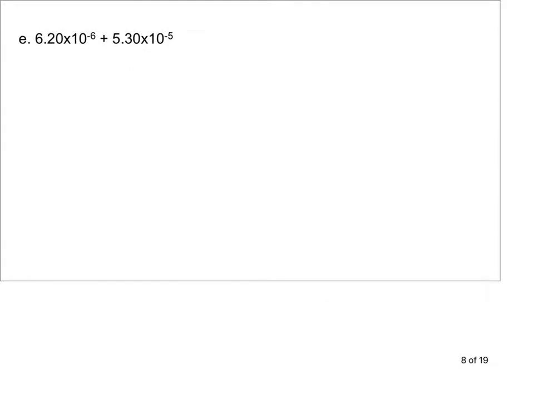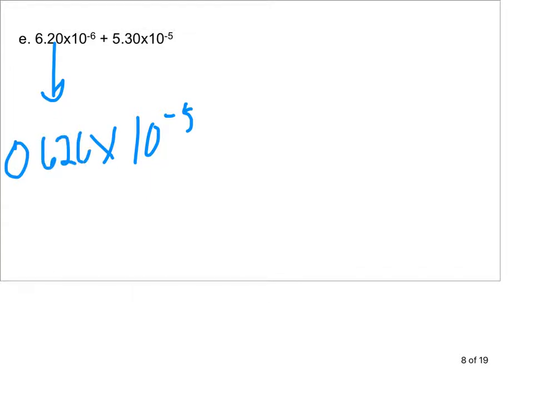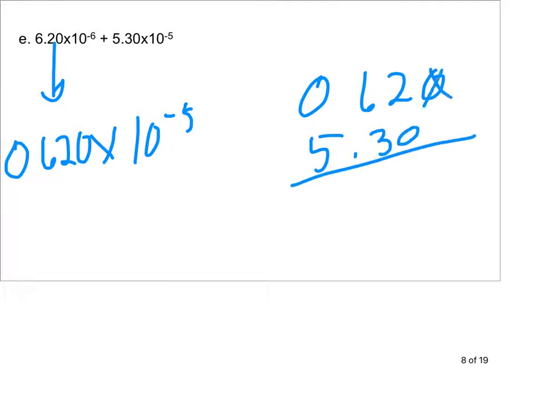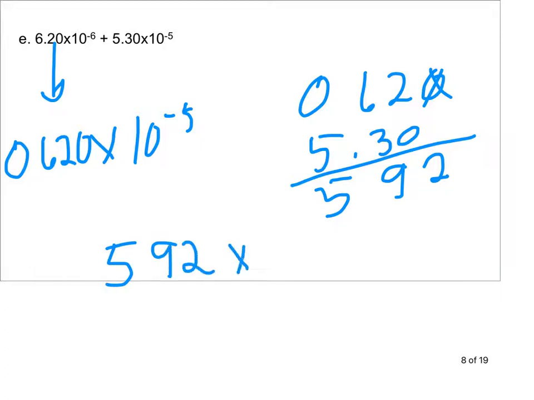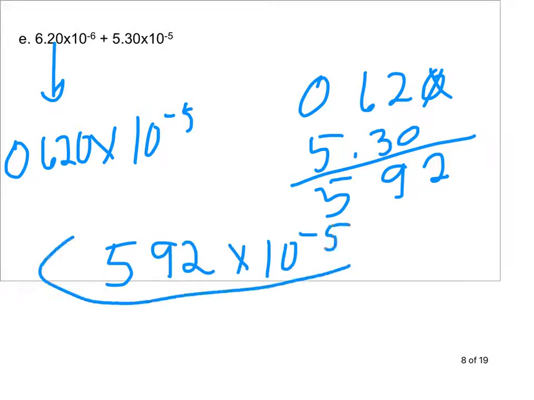-6, -5, we'll take this one, change it to -5, one bigger, one smaller. Adding 0.620 plus 5.30, ignore that 0, 2, 9, 5. So we got a 5.92 times 10 to the -5th.